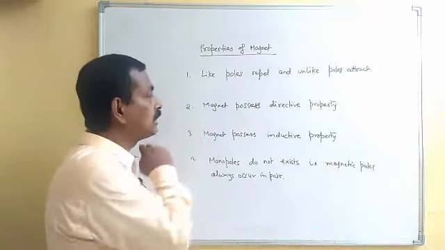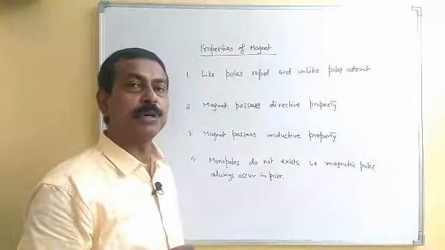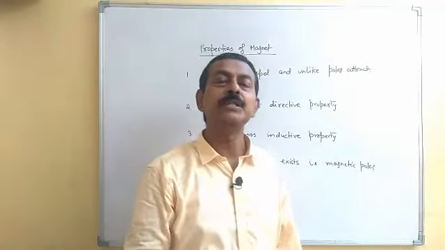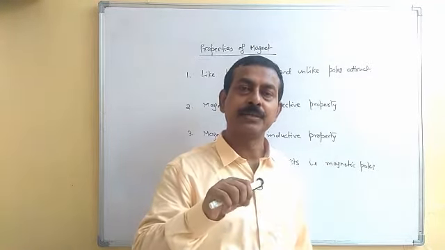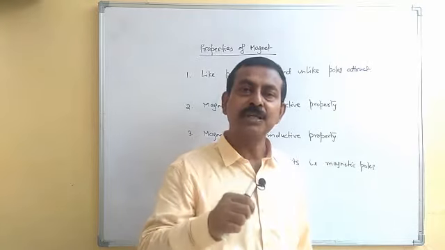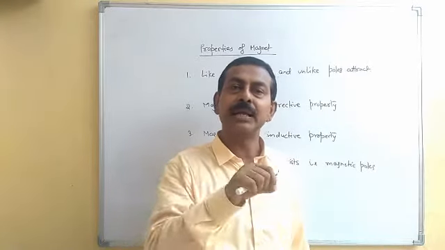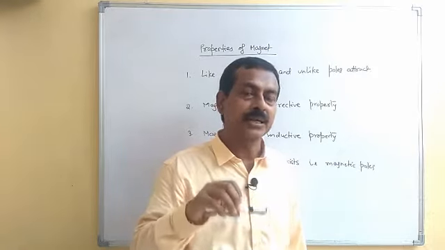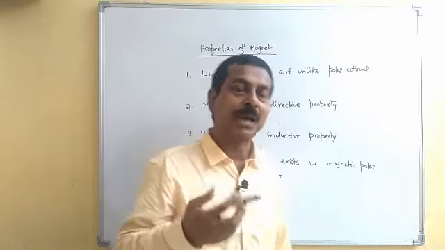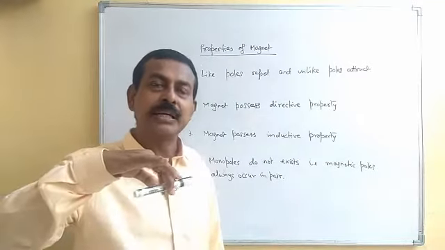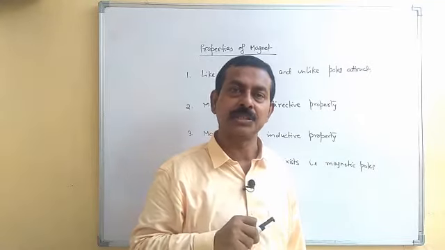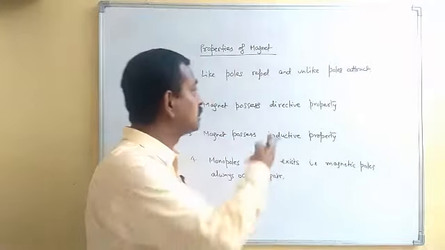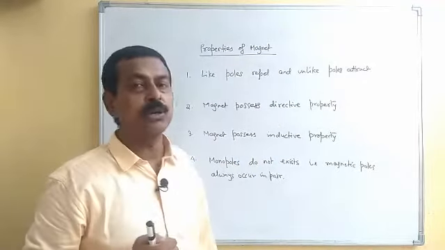Another property is that magnet possesses directive property. Directive property means if you take a magnet and you suspend it freely, it will get aligned in the north-south direction. You take a bar magnet, you suspend it freely, it will get aligned in the north-south direction. So this is your directive property of the magnet.